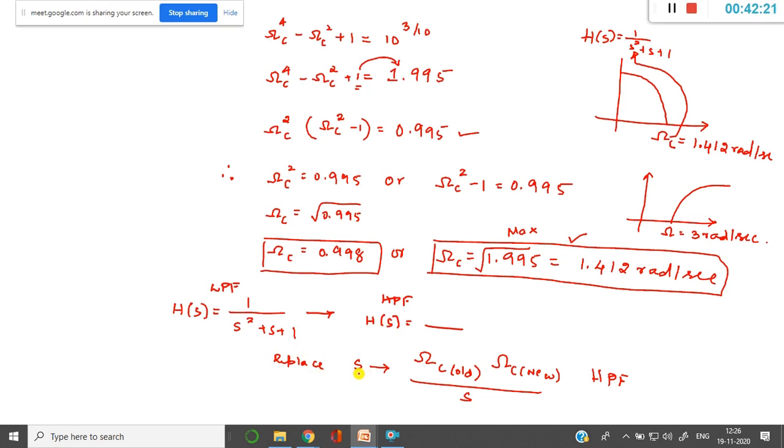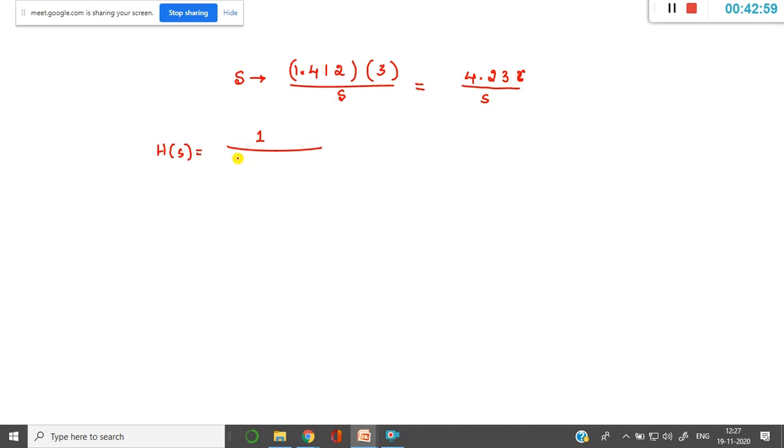I take a replacement, that is, replace my s with omega c old into omega c new divided by s. This is as simple as that. Now the old value, s, is to be replaced with: the older value was 1.412 into the new value, 3 radian per second, divided by s. So multiply these two values, and we are going to get 4.236 divided by s.